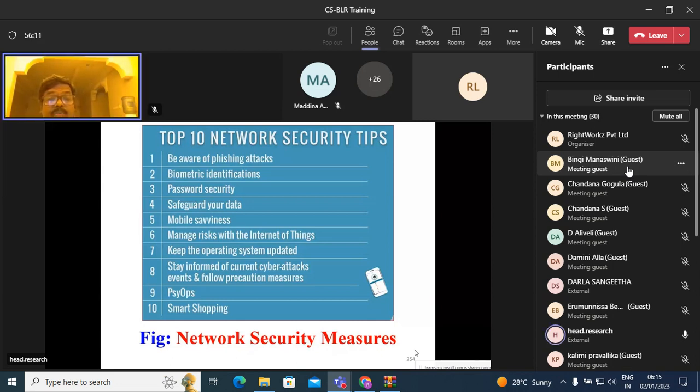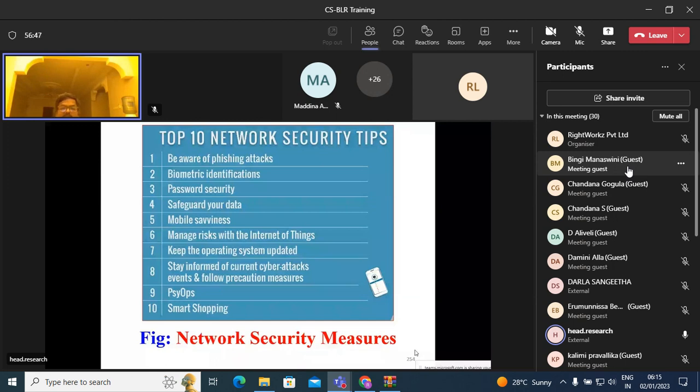Be aware of phishing attacks, meaning don't open any unauthorized emails. That is called phishing. Password security: you need to be careful while using your password, and use a strong password. Safeguard your data: you need to protect your sensitive data at the system and server level. Mobile savviness: what apps are you using on your mobile? Use internet security or mobile security software.